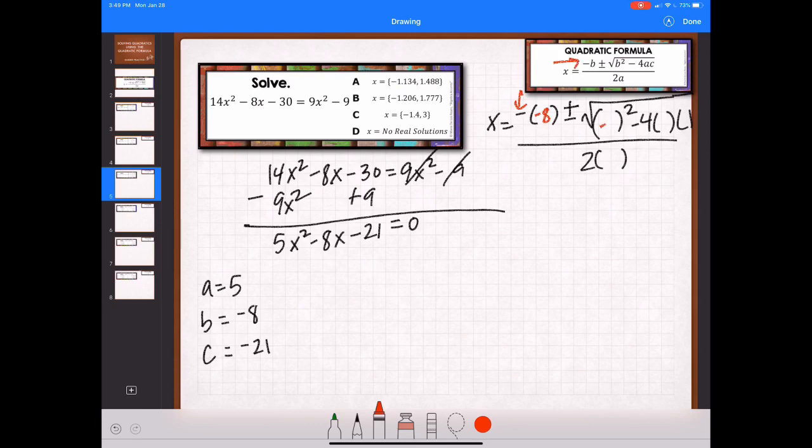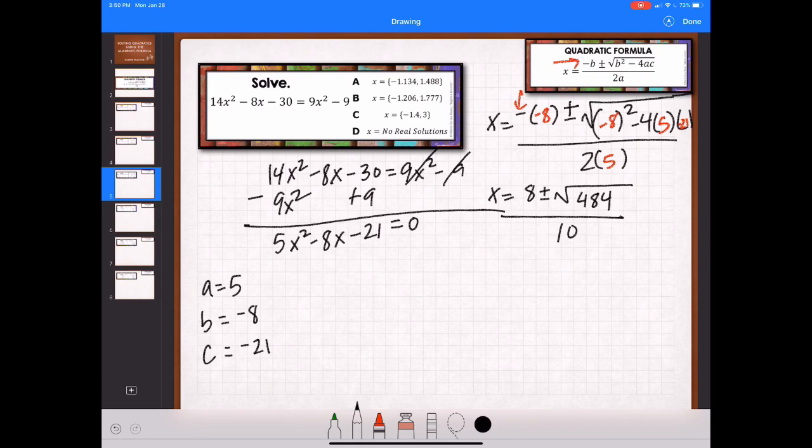Next, this one is -8. This is A, so that's 5, and this is C, so that is -21. And right here is A, which is 5. Okay, so now I'm going to simplify. X equals negative times negative is positive, plus or minus the square root of, let's see, so -8 squared minus 4 times -21. That gives me 484, all divided by 2 times 5 is 10.